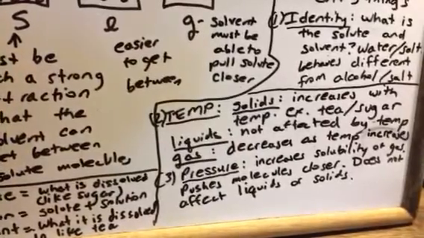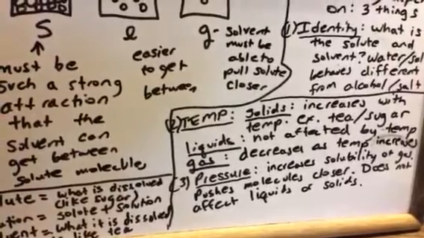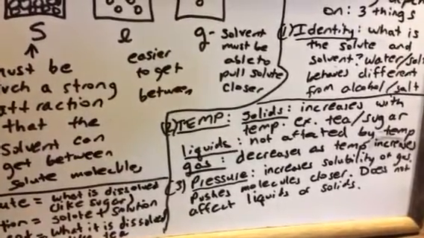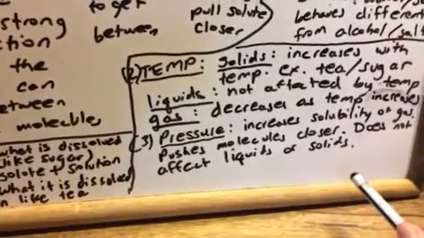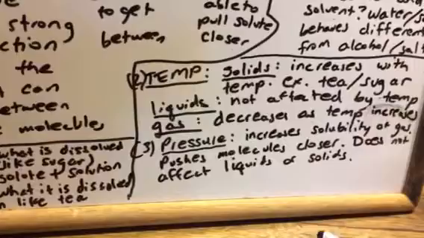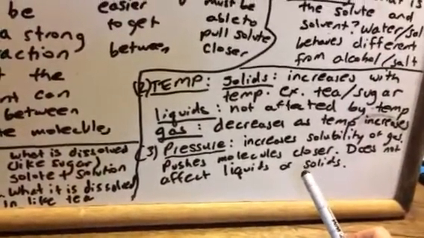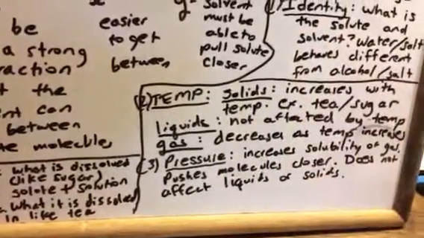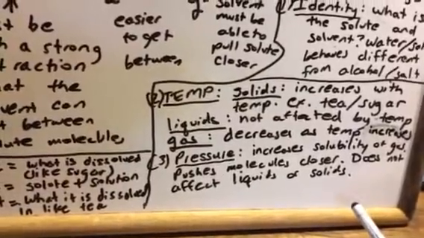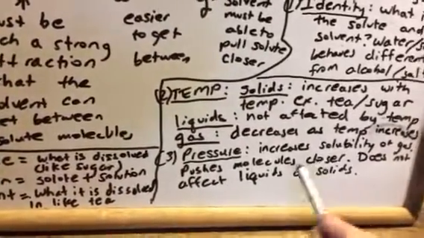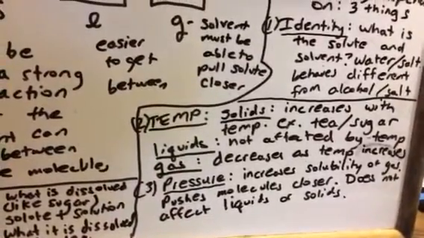The third thing that's going to affect how well things dissolve or how much solute goes into solution is the pressure. Now, if you increase the pressure with a solid and a liquid, it's not going to make a difference at all because they're already fairly tightly packed. But if you increase the pressure with a gas, you're pushing those molecules closer together. So if you increase the pressure with a gas, it's going to behave more like a solid or liquid, and it's going to increase the solubility. And so you'll have more ability for things to dissolve into that.